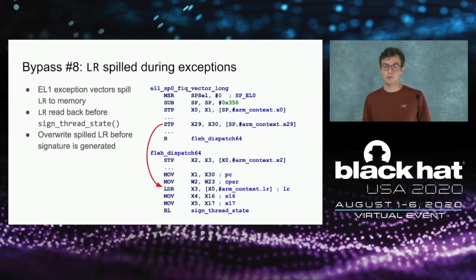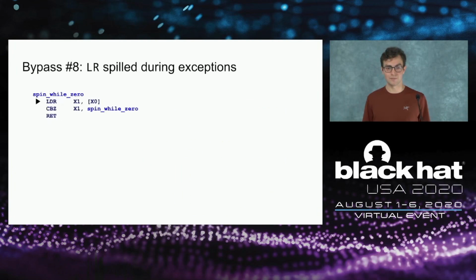So if you look closely, what you'll see is that actually the return address register X30 is being spilled to memory, and then just a few instructions later, it's being reread back from memory right before this call to sign thread state. And this is problematic because this basically gives the attacker a window in time to modify the return address while it's spilled to memory before it has been protected by generating this PAC signature on the saved state. So this is additionally just another PAC bypass right in the exception vector itself.